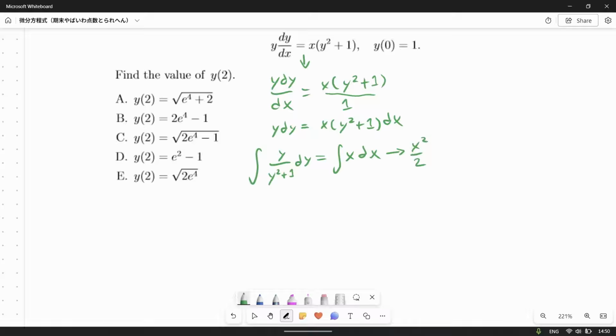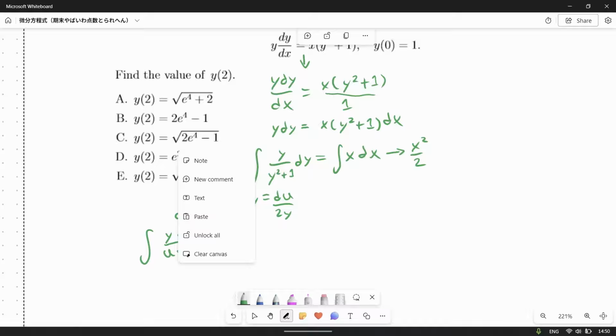And then the left side, this y term here, can be solved by just using a u substitution. So saying that u is equal to y squared plus 1, and then du is equal to 2y dy, my bad, 2y dy. So then dy is going to be equal to du over 2y. And then plugging in our substitution values back in, we end up with the integral of y times du over u times 2y.